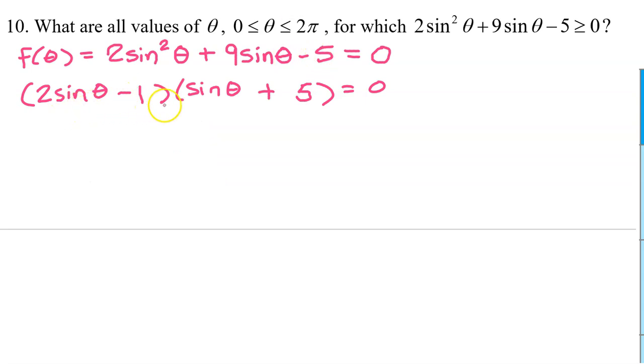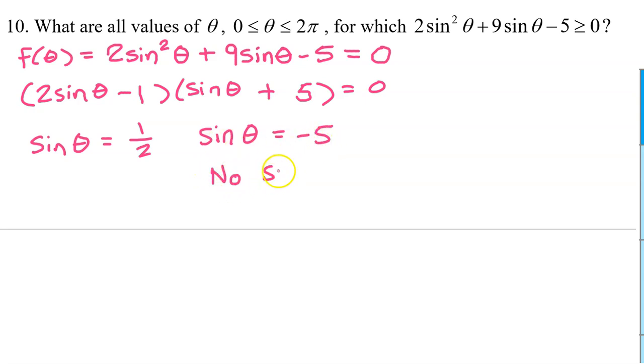We find the solutions to this factored version of the equation by setting each factor equal to 0. Setting the first factor equal to 0 and solving, we would add 1 and divide by 2. So we would get sine theta is equal to 1/2. Setting this equal to 0, we would subtract 5 from both sides, so that will give us sine theta is equal to -5. We immediately know that this small equation has no solution.